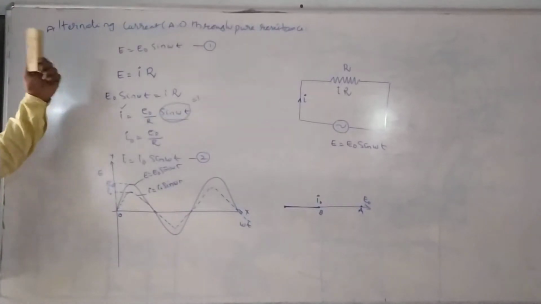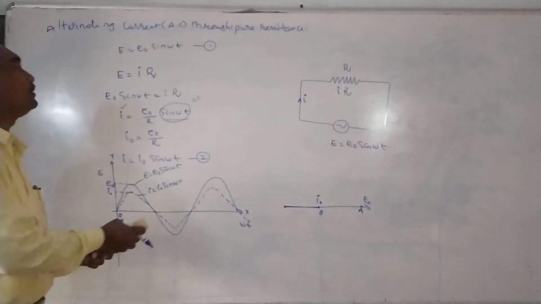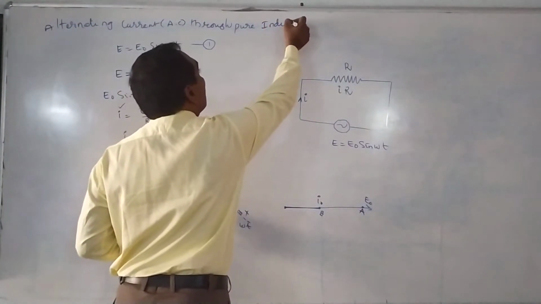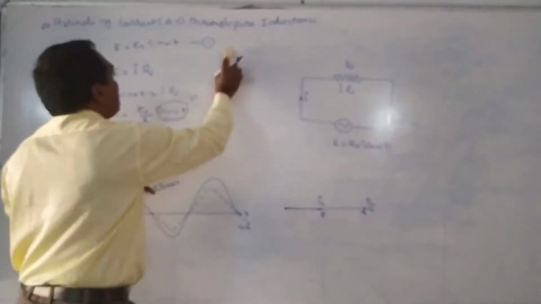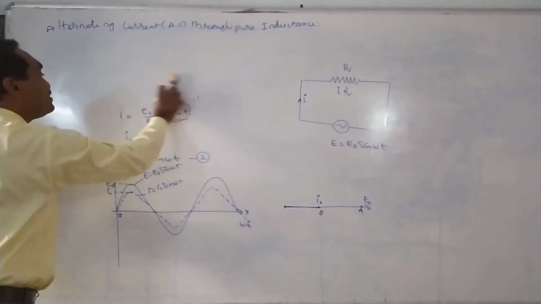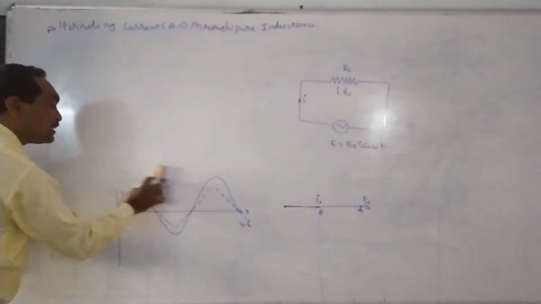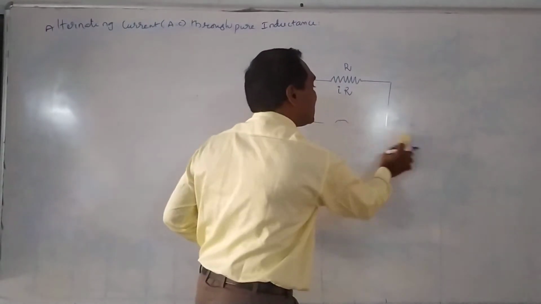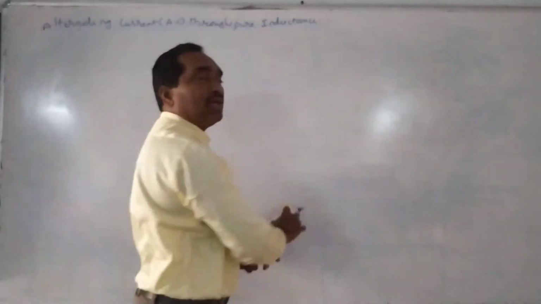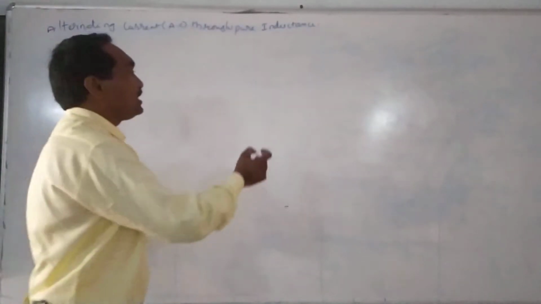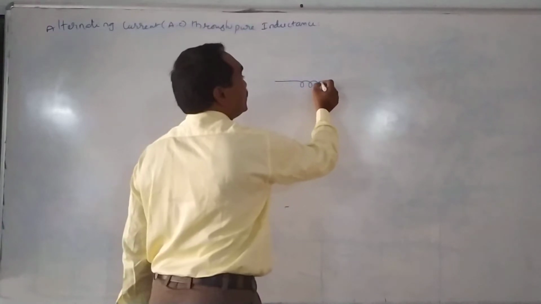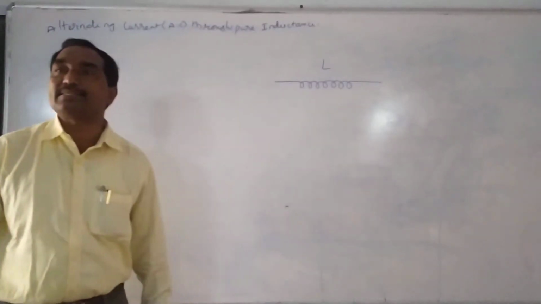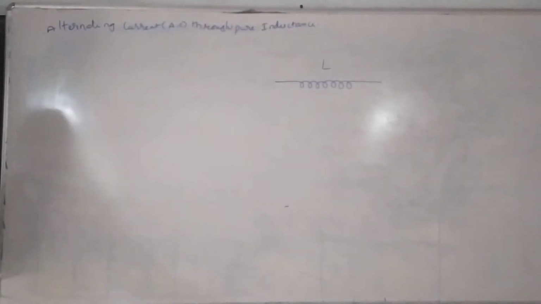Now, when this alternating current is passing through a pure inductance, what happens? Our aim is to calculate the relation between alternating voltage and alternating current. What is the symbol of the inductance first? The symbol is just like a spring, whose value may be taken as L, that is the inductance, the self-inductance of the solenoid, the self-inductance of the coil.